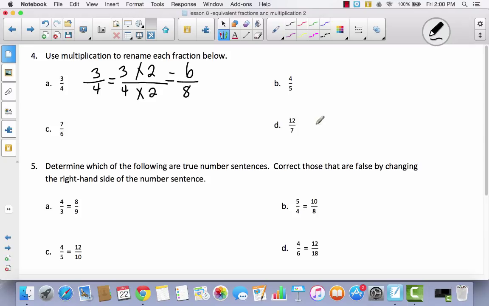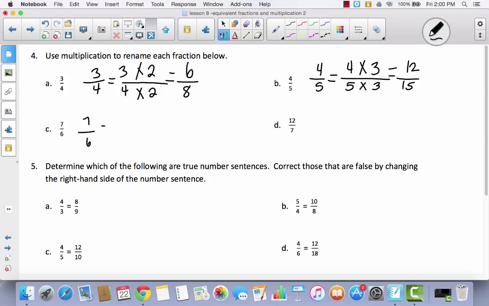So for A, I think I'm going to go easy, and I'm going to multiply both of them by 2, which is going to give me an equivalent fraction of 6/8. So for B, I've got 4/5, and I think this time, just for fun, I could multiply this by 2 just like I did the last one, but I think I'm going to multiply this one times 3. And now my equivalent fraction is 12/15. So why don't you try it with 7/6?